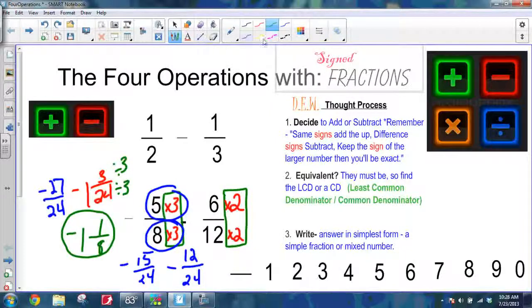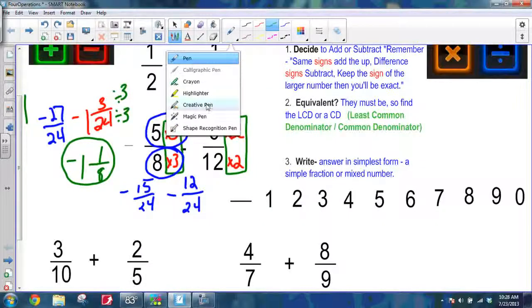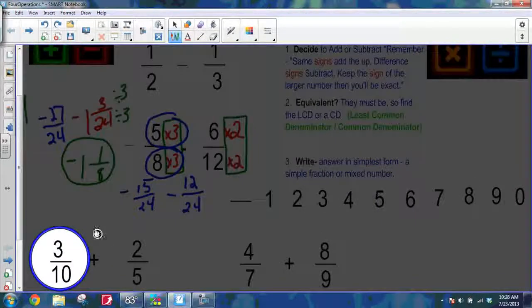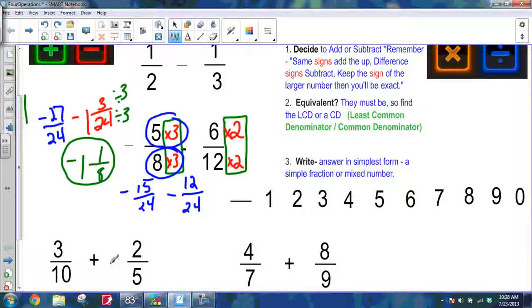Okay, let's look at some problems at the bottom. 3/10 plus 2/5. Well, again, we have to go through our thought process. First, we're going to decide, do we have different or same signs? This is a what sign? Correct. Positive. This is a what sign? Correct. Positive.